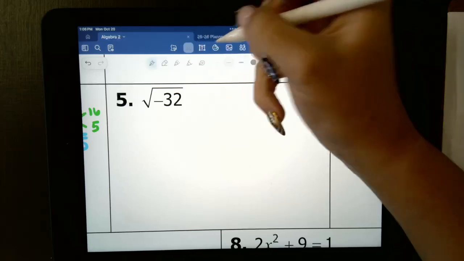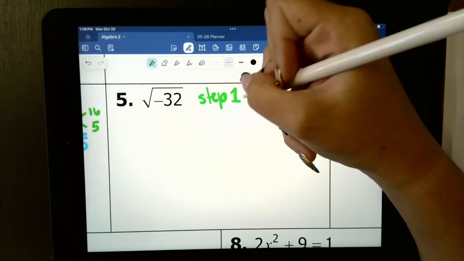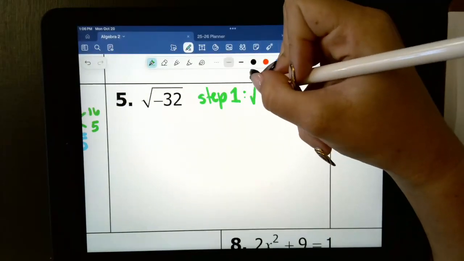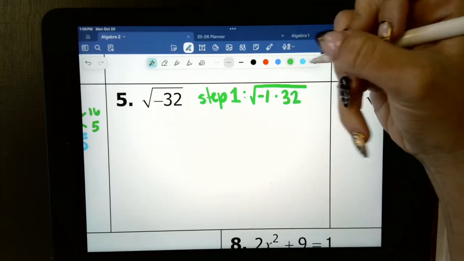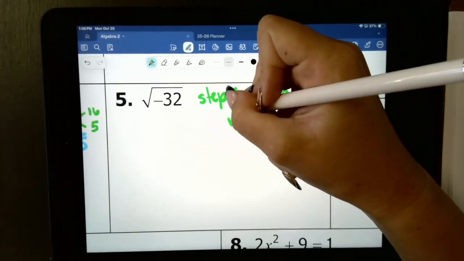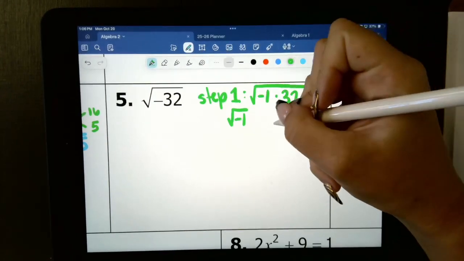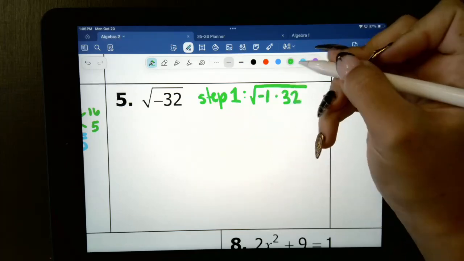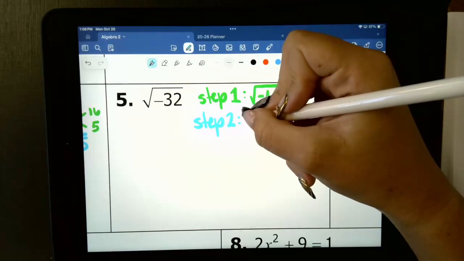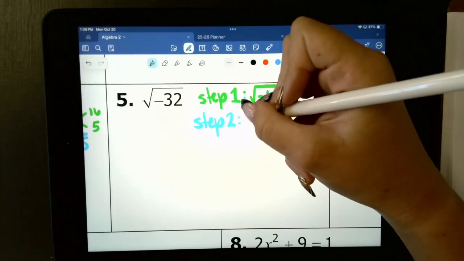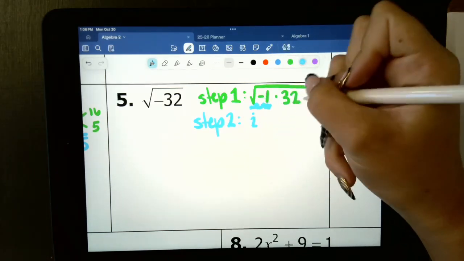Okay, so for this one, step 1, let's break it down. Square root of -1 times 32. Now, we know the square root of -1 is going to be I, but we need to break down 32. I'm going to start writing this part in the blue for step 2. So step 2, we know that's going to be I.